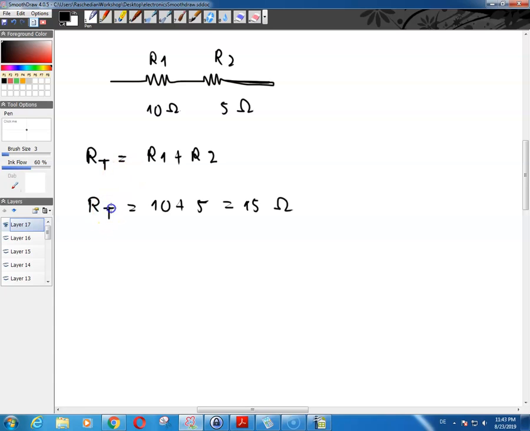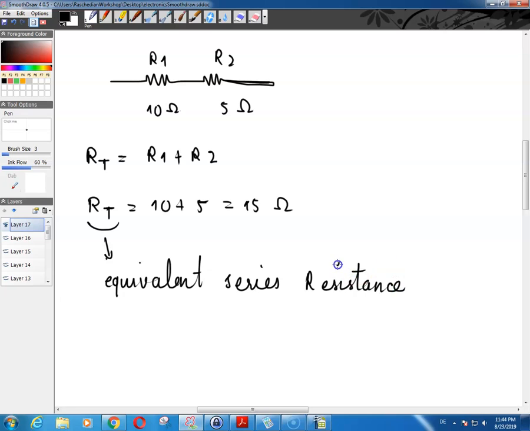And this total resistance in this case is also called the equivalent series resistance. This is the kind of term that you might come across, and this is basically denoted sometimes by R of EQ, R of equivalent.